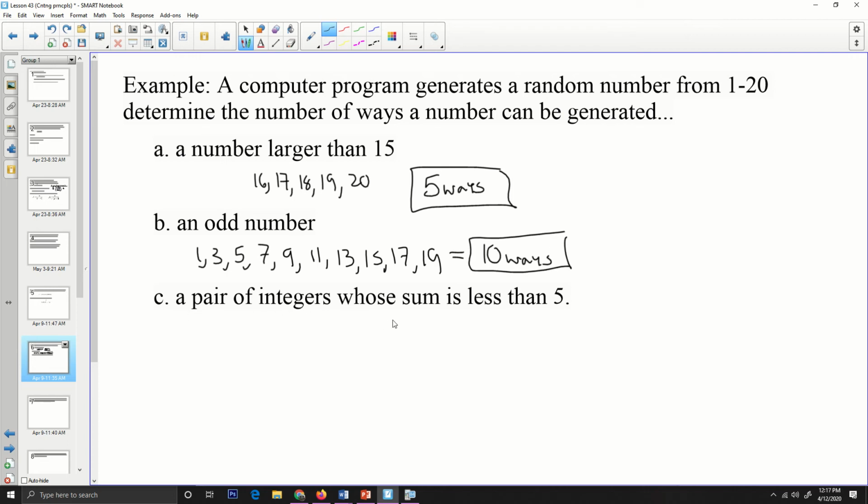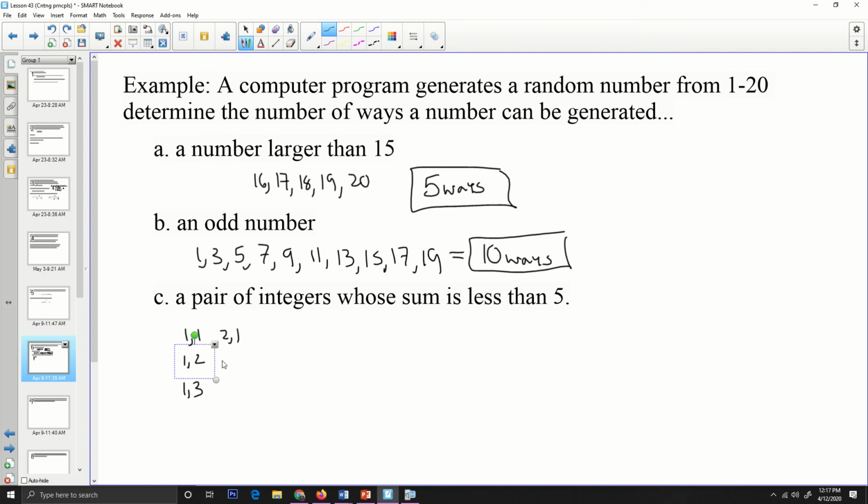All right. A pair of integers whose sum is less than 5. So if I'm generating 2 numbers from 1 to 20, 1 for the first one and 1 for the second one, well, that would be 2, so that's less than 5. 1 and then a 2, well, that would be less than 5. 1 and then a 3, well, that's 4, that's still less than 5. But if I go 1 and a 4, that's equal to 5, so that wouldn't count. I could generate a 2 and then a 1. That would be less than 5.